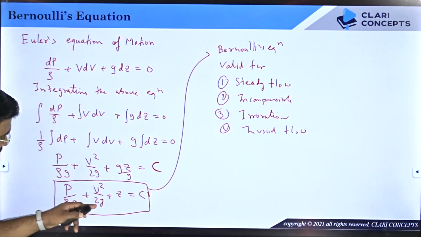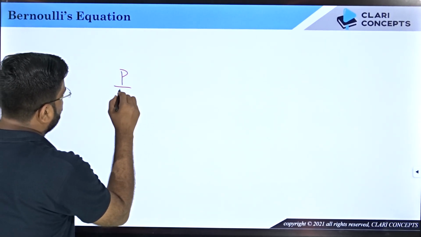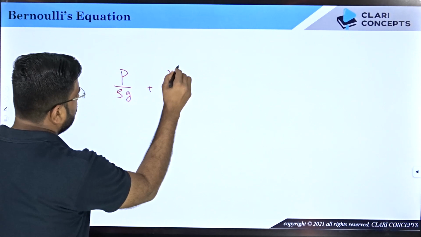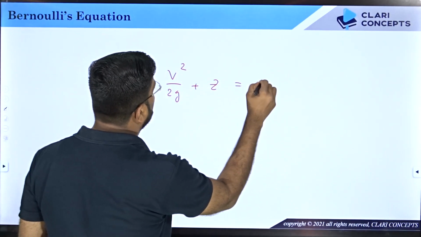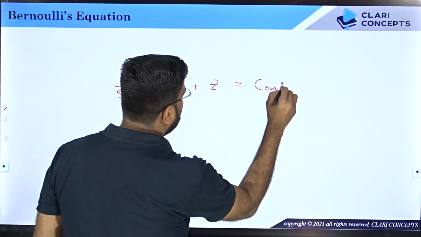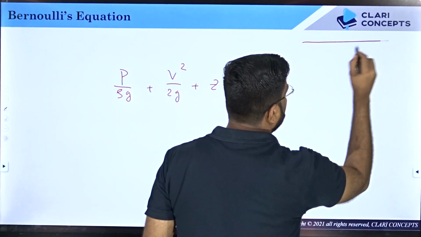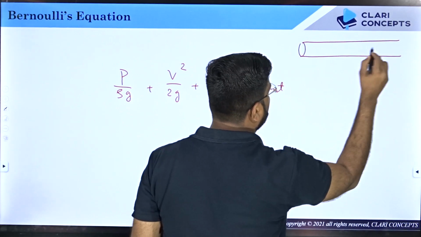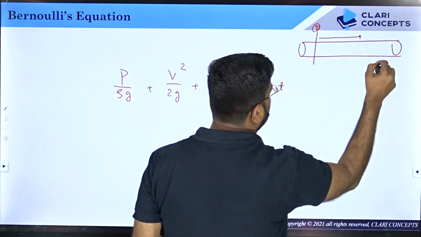Now, let us understand each term of this equation. Bernoulli equation says that p by rho g plus v square by 2g plus z equals constant c, or you can say just constant. Now, what does it mean? You see, it means that let us say I have a pipe, and in a pipe a fluid is flowing. Let us say fluid is flowing from section 1 to a section 2, for example.